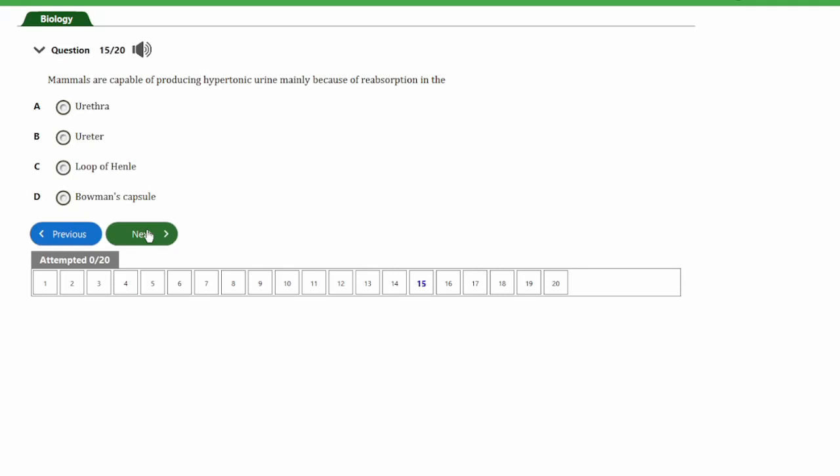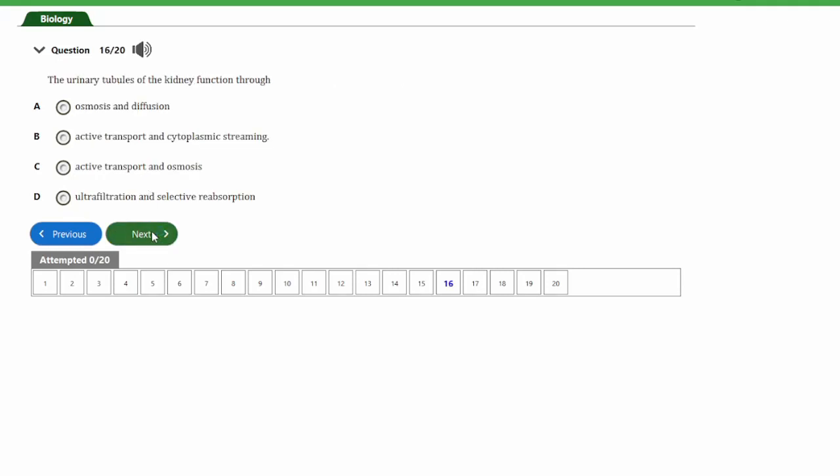So the loop of Henle is the part of the kidney nephron that is found deep into the medulla. In the loop of Henle and then the ascending limb, you realize that there is reabsorption in this place, and this is the mechanism that the mammals use for producing hypertonic urine. That's urine that is very much concentrated.